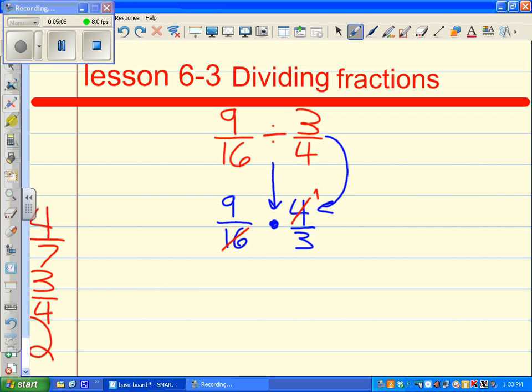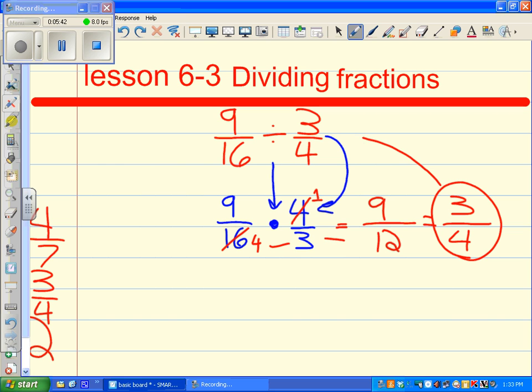4 goes into 4 once. 4 goes into 16 4 times. Yep, that's right. And 9 times 1 is 9. And 4 times 3 is 12. And when that simplifies out, I end up with 9 divided by 3 gives me 3. 12 divided by 3 gives me 4. I end up with 3/4. So 3/4 of 3/4 will fit into 9/16.